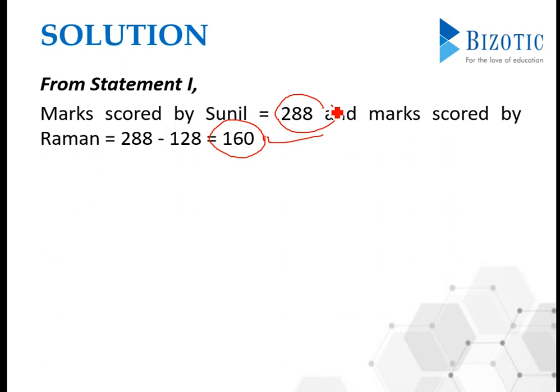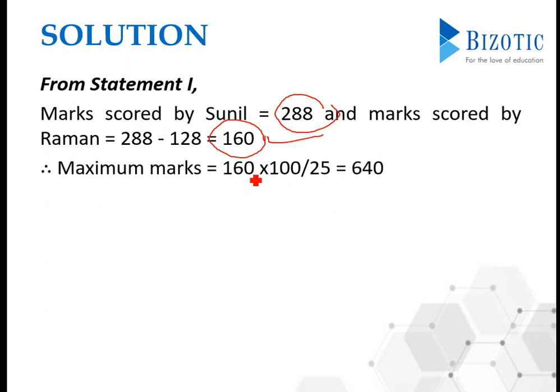So let's determine the maximum marks. Maximum marks will be 160 into 100 by 25. This 25 is the percentage scored by Raman. So 640. And now in this statement, we were able to determine only the maximum marks, not the minimum passing percentage. So let's take the help of statement 2.